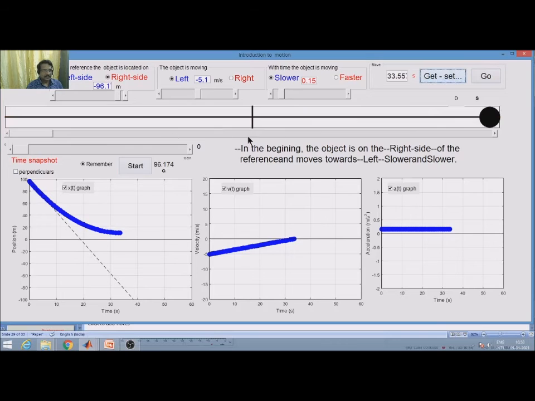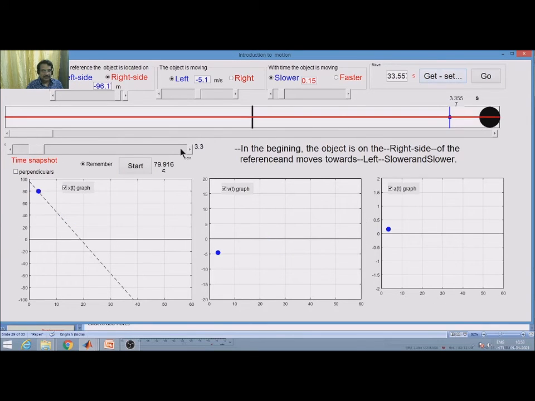This can also be seen here with the position of the object. Initially it moved this distance in one interval of time. In the same interval of time, it is moving smaller and smaller distances.